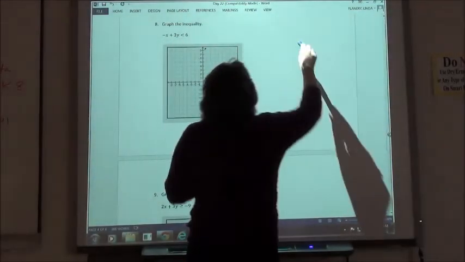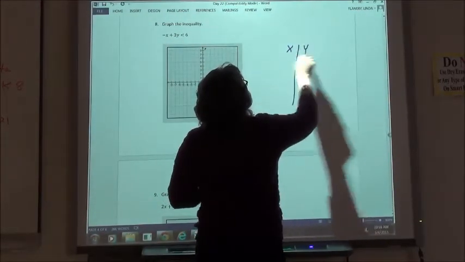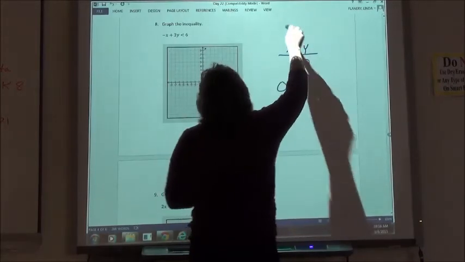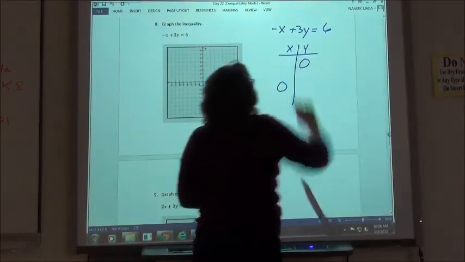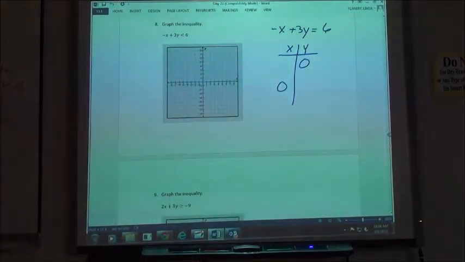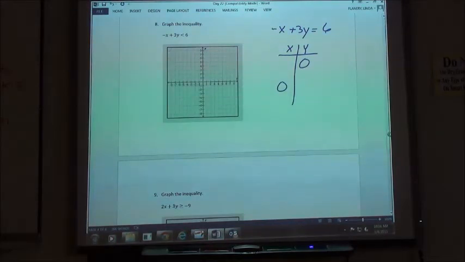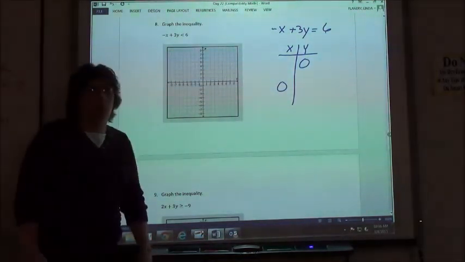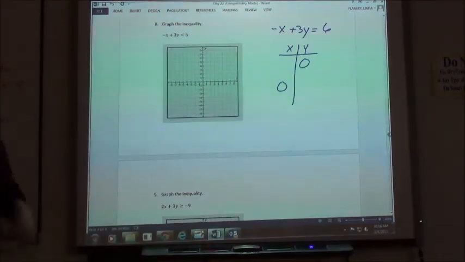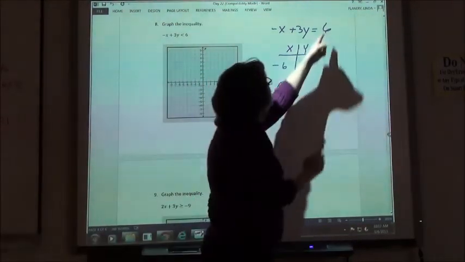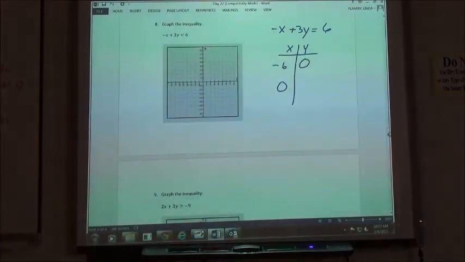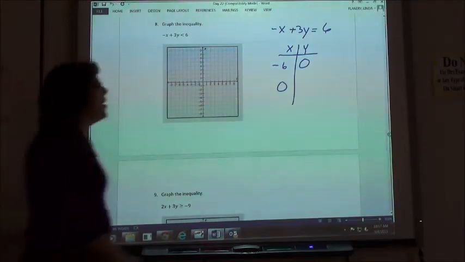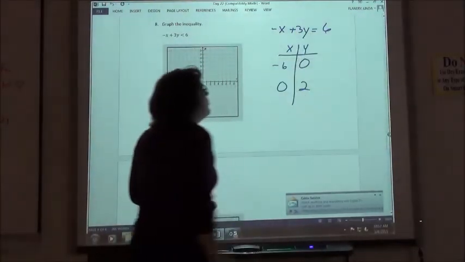So number 8 here, if I am going to find my x and my y intercept, putting 0 in for y and 0 in for x, I have negative x plus 3y. We're pretending it says equals 6. If I put 0 in for y, what would I get for x? Negative 6, exactly. Because I'm going to take 6 divided by negative 1, negative 6. And if I put 0 in for x, I'm going to get 2 for y. Because we're taking 6 divided by 3, which is 2.